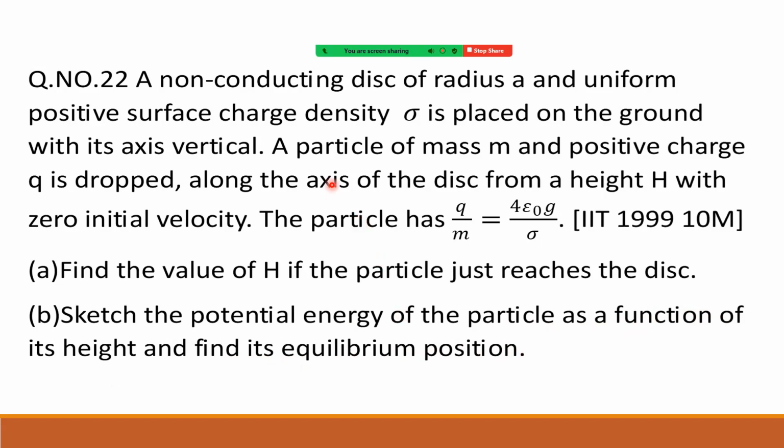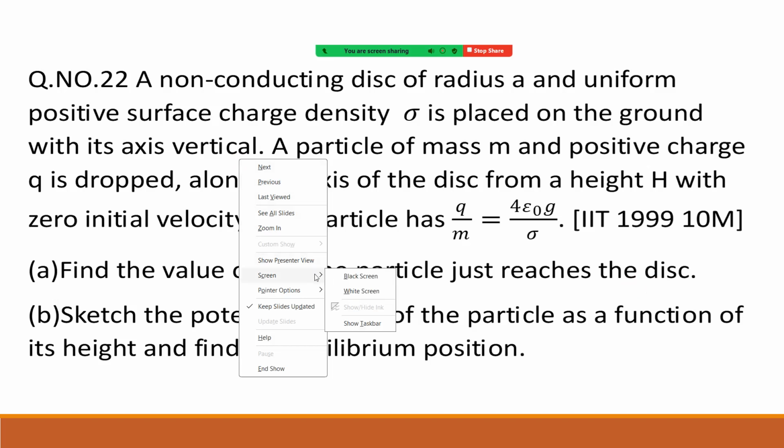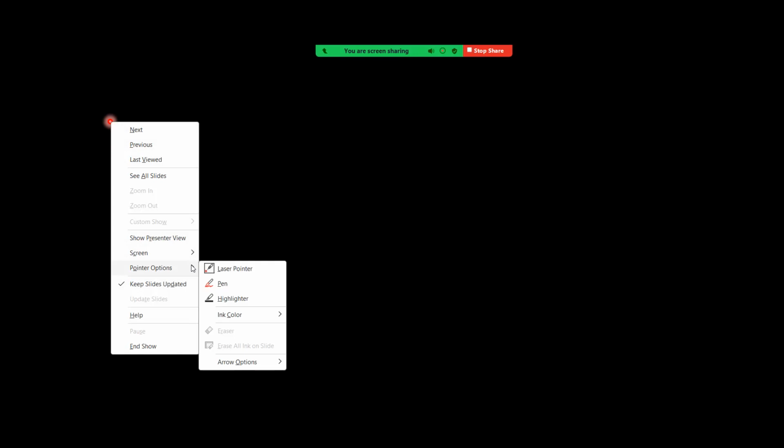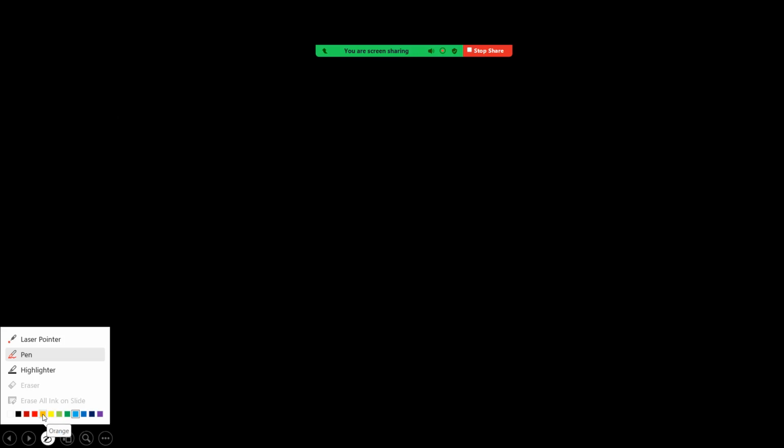Okay, first of all, we have to make a diagram for this one. The condition is that the particle just reaches the disk. Just reaches the disk means first we have to focus on how to get the potential on the axis of the disk, right? So let us calculate that first. First of all, potential due to the disk. Then we can solve the problem.